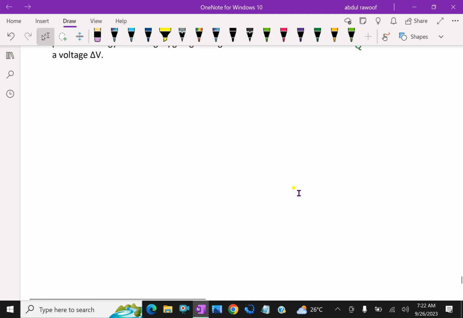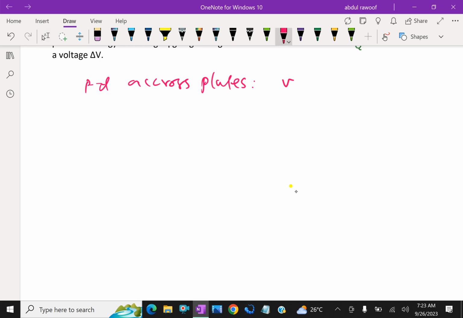Now let the PD across the plates equal V, and the charge transferred is dq, then the work done dW equals V dq.